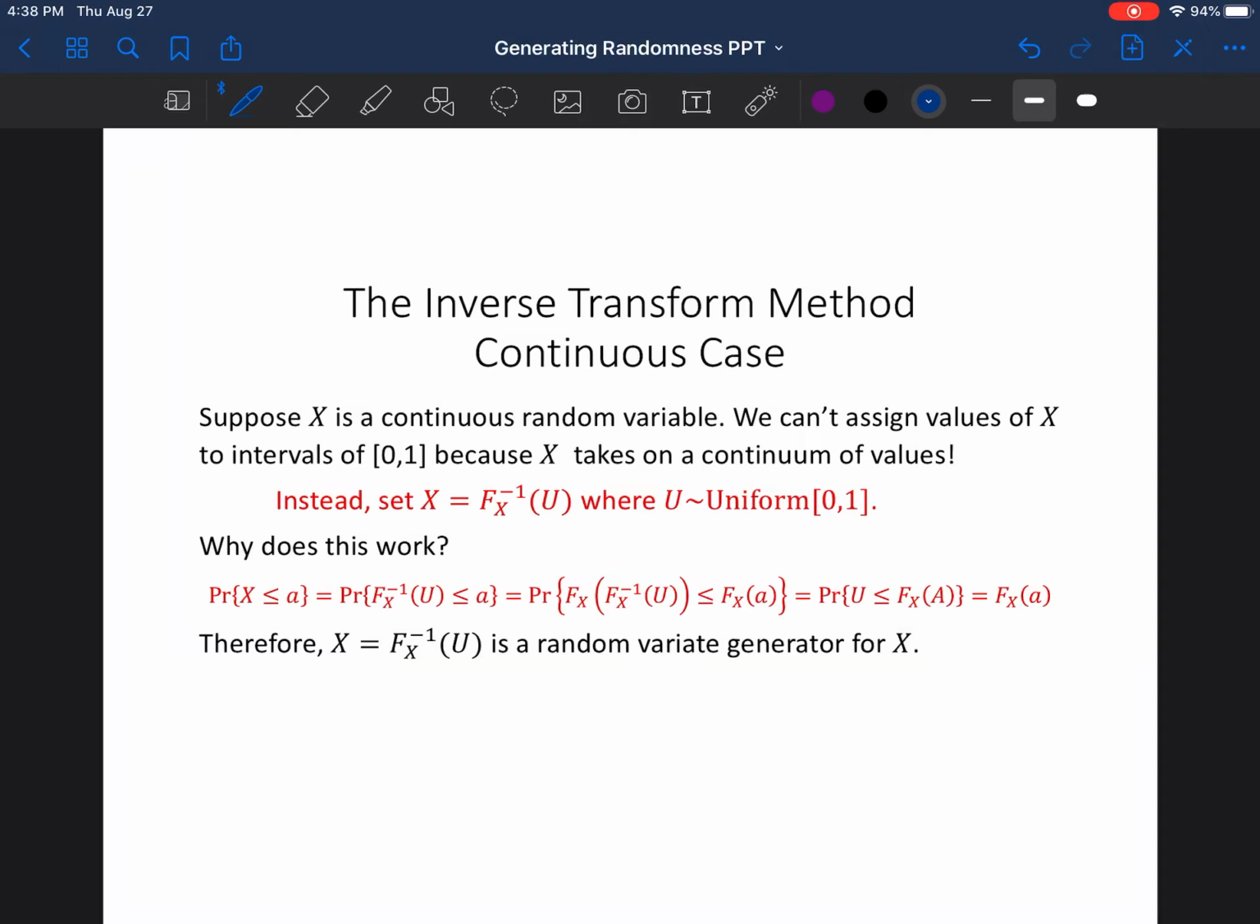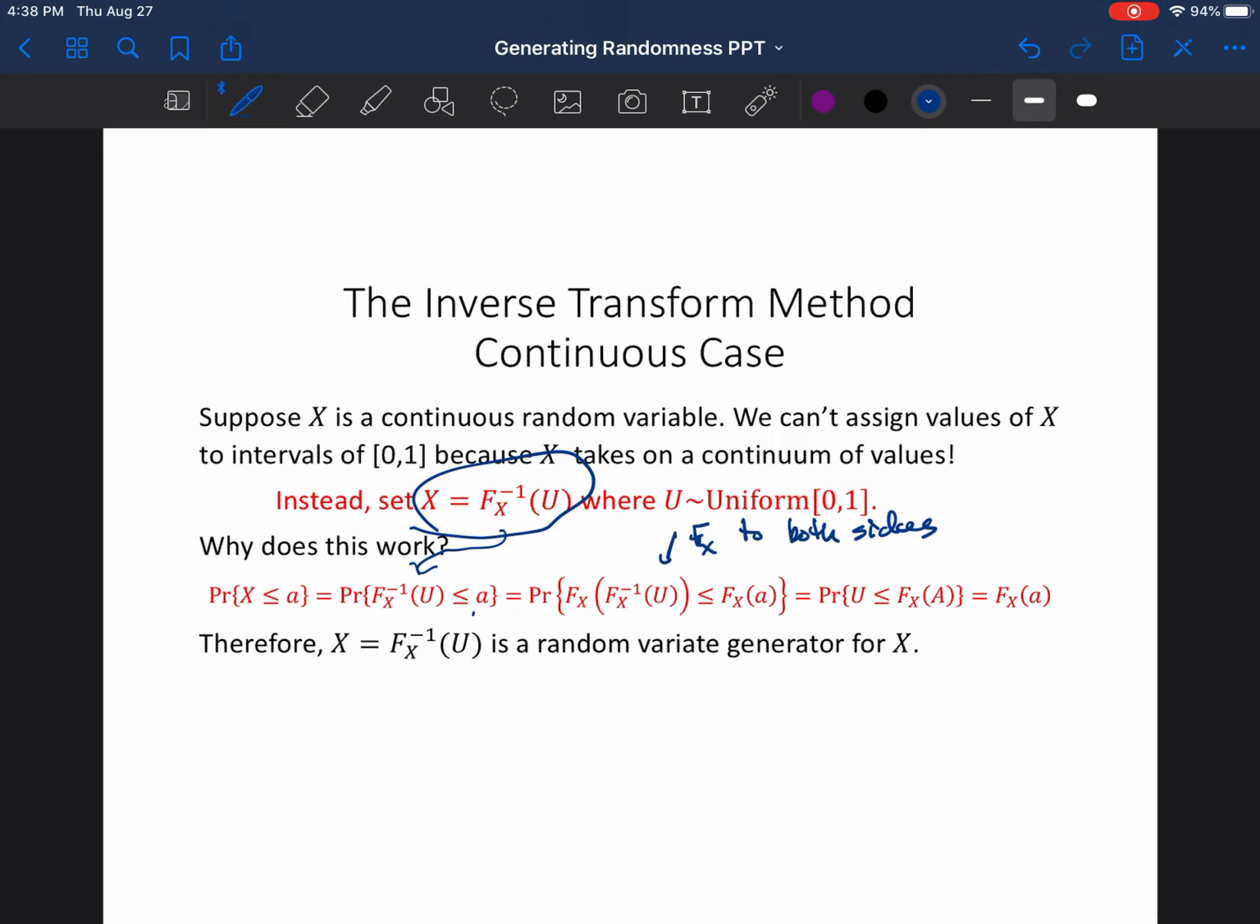And why does this work? Well, the probability that x is less than or equal to a, that's equal to the probability that F_X inverse of u is less than or equal to a, right? Because of this relationship, that's just substitution. That's equal to the probability that F_X of F_X inverse of u is less than or equal to F_X of a. This is just applying F_X to both sides. Well, this is just the probability that u is less than or equal to F_X of a.